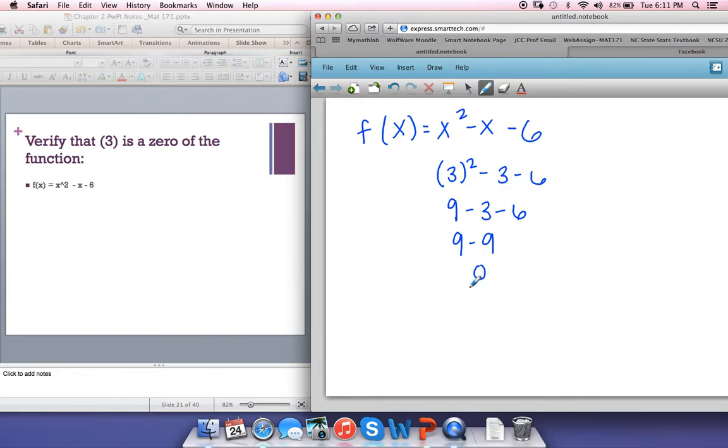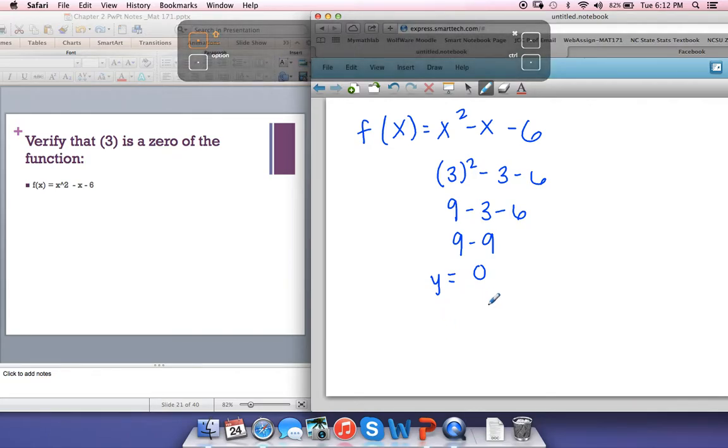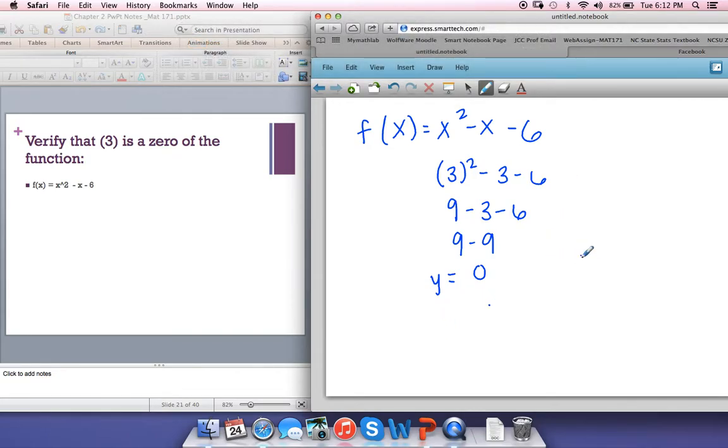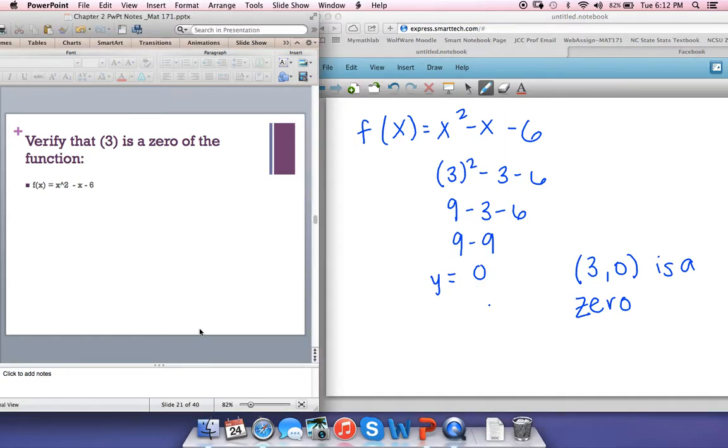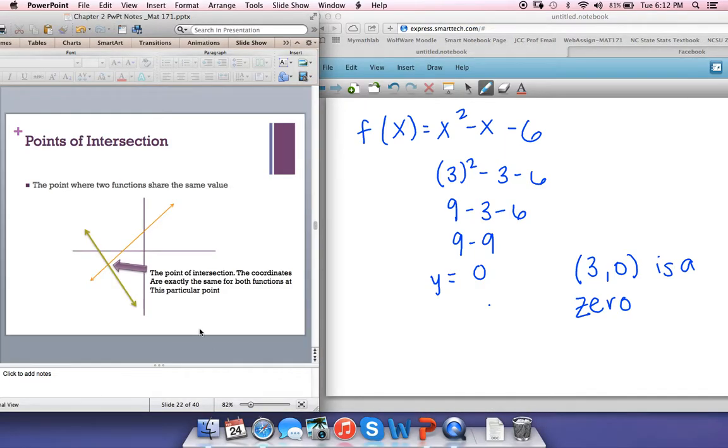After solving this out, I get a y value equal to 0. Is that what I wanted? Yes. Therefore, the point (3, 0) is a 0 of the function. Okay? Very good. Moving on, we're going to talk about points of intersection.